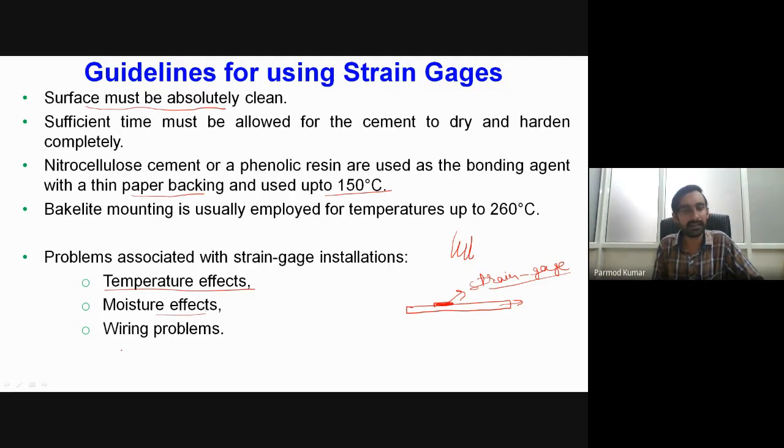Another error may be because of poor wiring or poor wire connections. If we are not making the wire connections properly, then we may also find wrong values of the resistance.